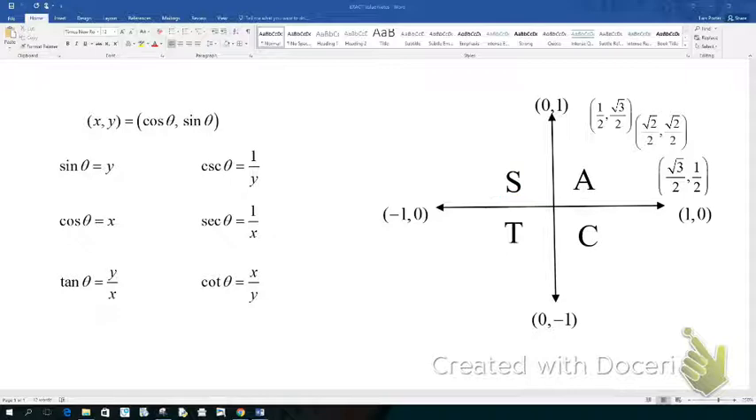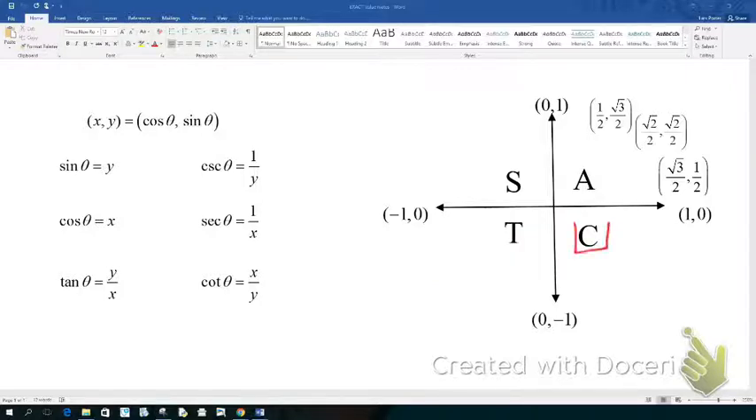In quadrant 3, down here, take, all students take calculus, you're going to have a negative over a negative, or your coordinates are going to be negative, negative, which means that sine is going to be negative, cosine is going to be negative, but when you take one and put it over the other, it's going to mean that tangent is positive.